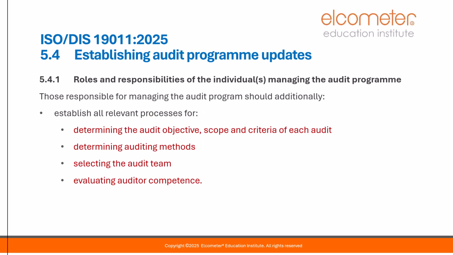ISO 19011:2025 version under 5.4, establishing audit program. There were updates to the 5.4.1 subclause under roles and responsibilities of individuals managing the audit program. Those responsible for managing the audit program should additionally establish all relevant processes for: 1, determining the audit objective, the audit scope, and the audit criteria for each audit, determining the audit methods to be used during audits, selecting the audit team, and then evaluating auditor competency.